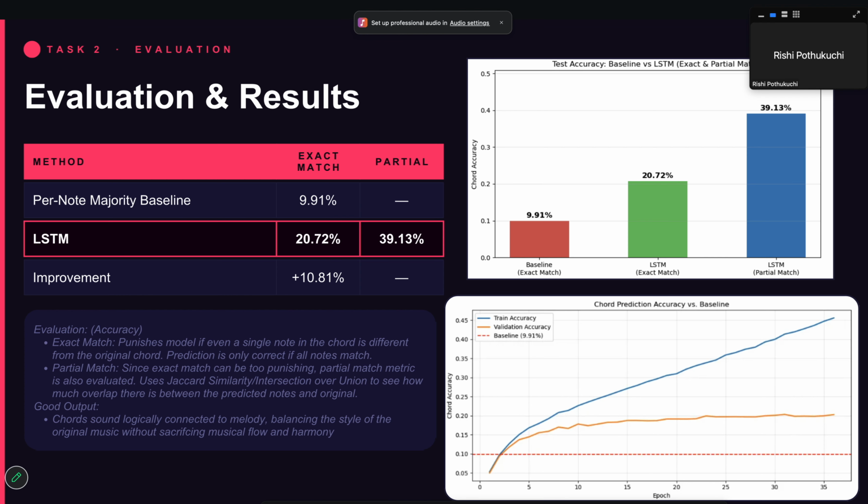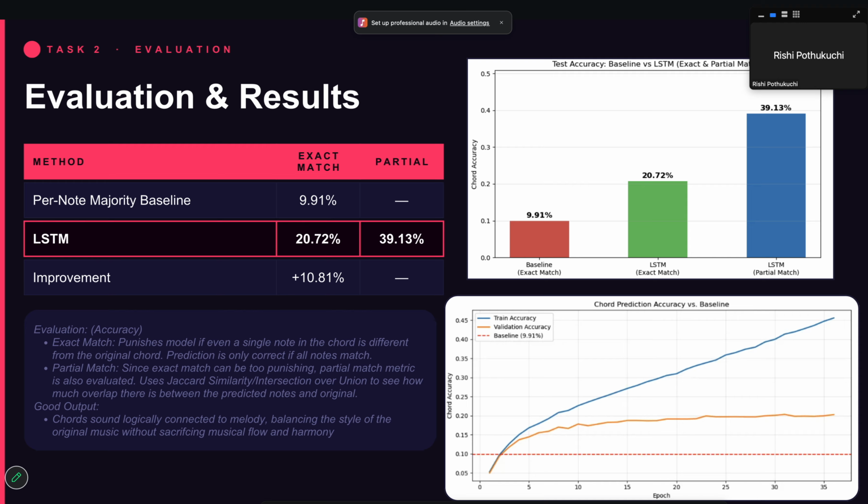Next slide, please. For our evaluation context, we had to balance statistical optimization against music quality. The objective optimized by our model, which was cross-entropy, relies on an exact match. The exact match is a strict metric that punishes the model if even a single note in the chord is different from the original chord.